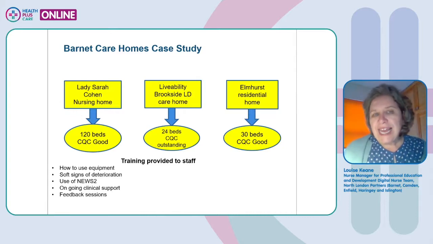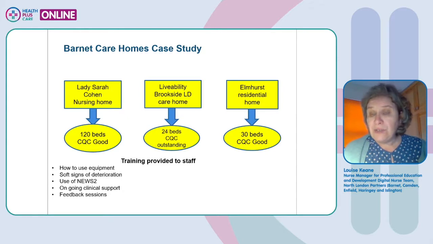Let's have a look at our case study of the Barnet care homes that we put this into. The key here is that all three of those homes wanted to be involved. No one was forced. First of all, we had a large nursing home called Lady Sarah Cohen. We then had a learning disability home, Brookside, which had a CQC rating of outstanding. And then we had Elmhurst, a smaller residential home for older people.